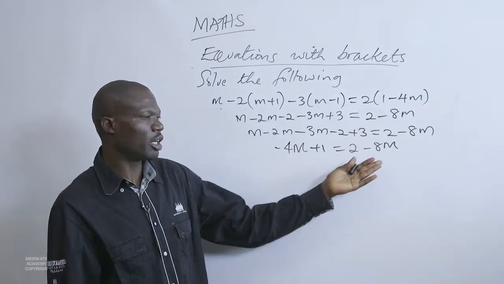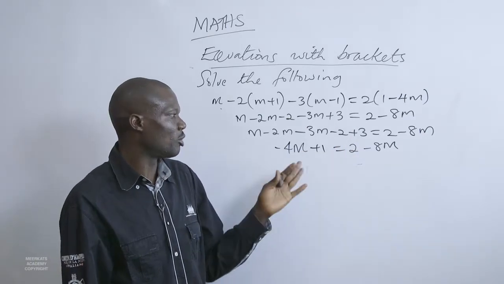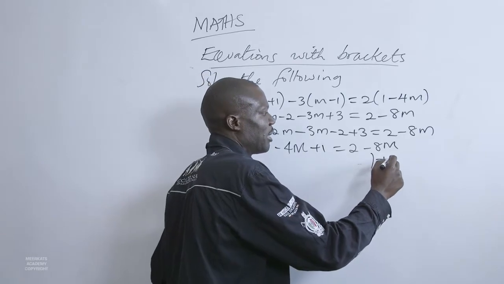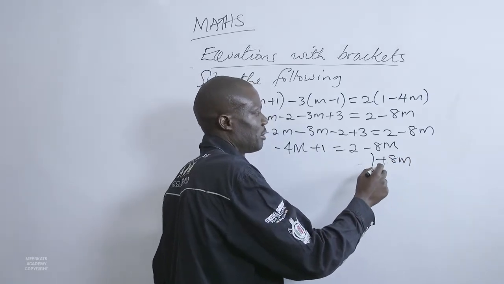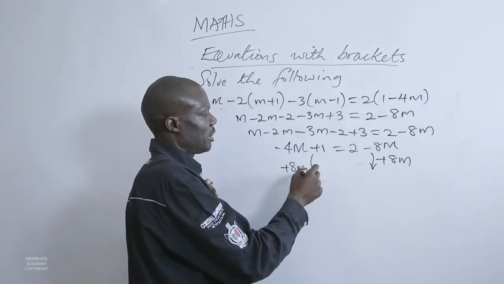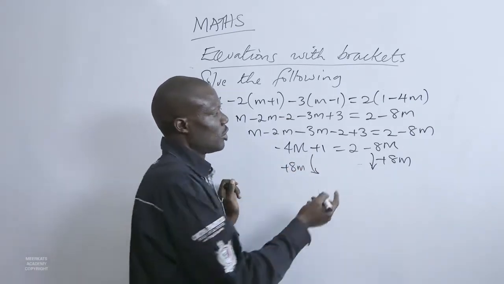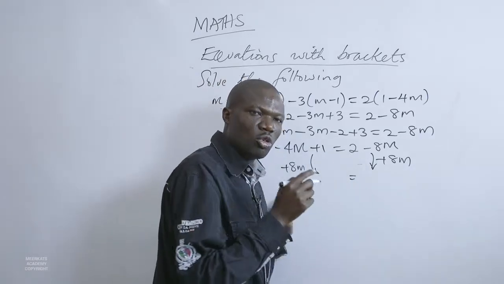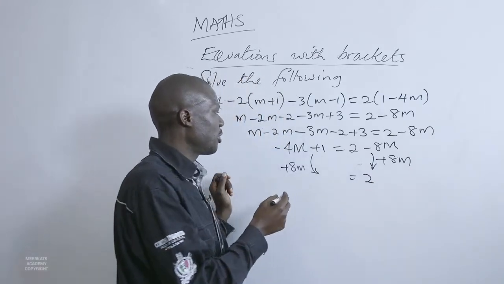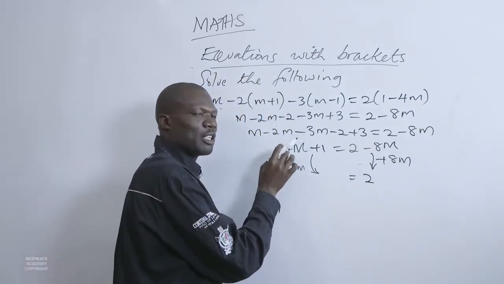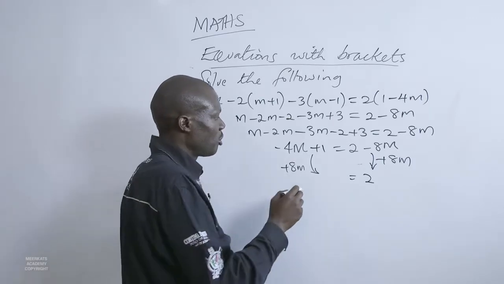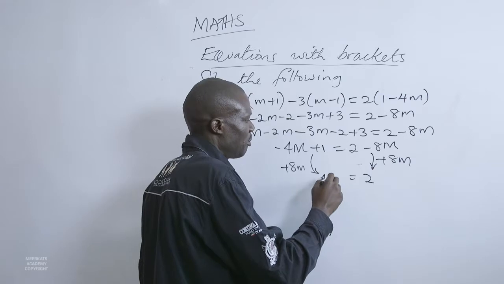So we can choose to eliminate either from this side or the other side, but this time round, let us add 8m this side and add 8m this side. So that this side we shall have 2 minus 8m plus 8m is simply 2, and this side we shall have minus 4m plus 8m is positive 4m. So we have 4m plus 1.